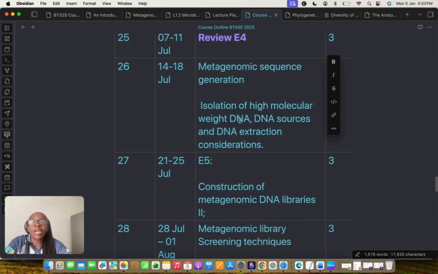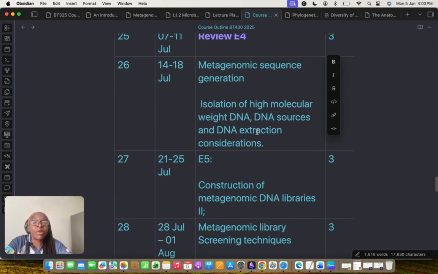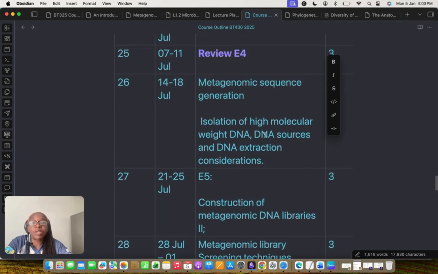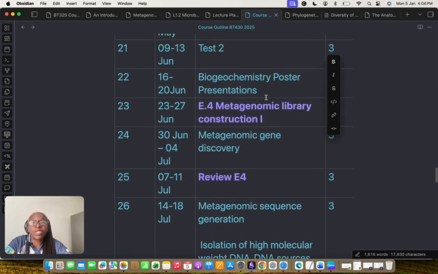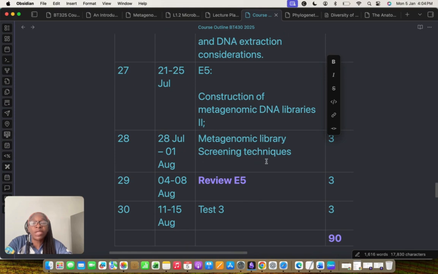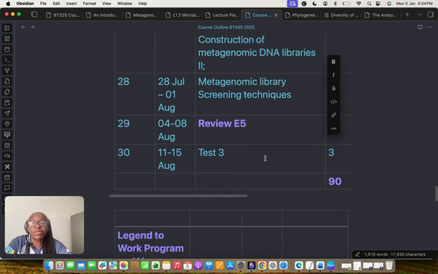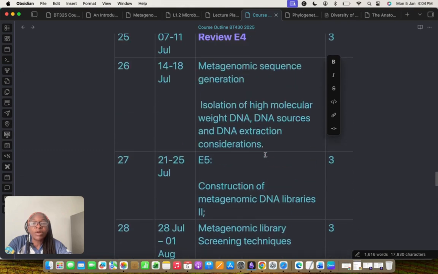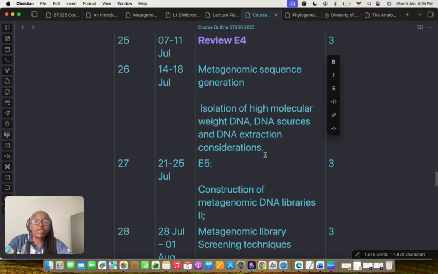How do you actually get high molecular weight DNA, which is what you use to work with metagenomic DNA? How do you construct these libraries? Part two. So this is part one, where we just sort of understand what it is. Over there, here we actually talk deeply about it. And then how do we screen these libraries that we've created in order to find something of use? And that's basically it. So those are the topics that we'll try to work through. We'll see how far we'll get.